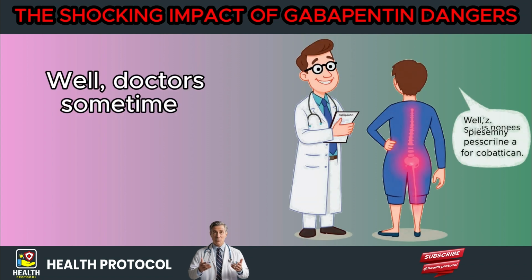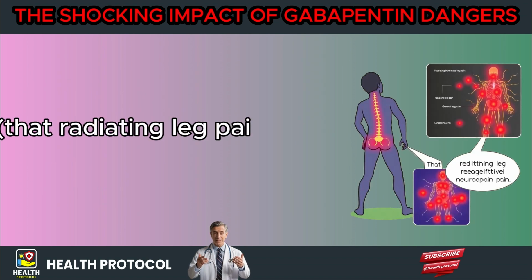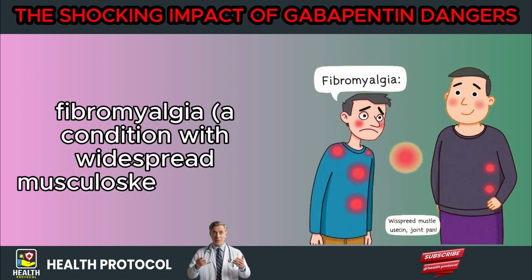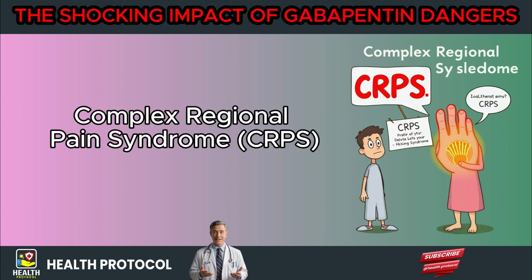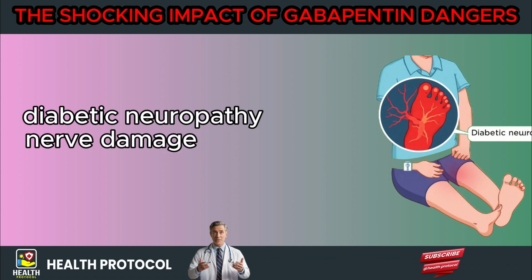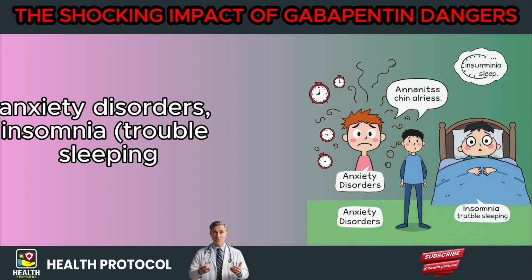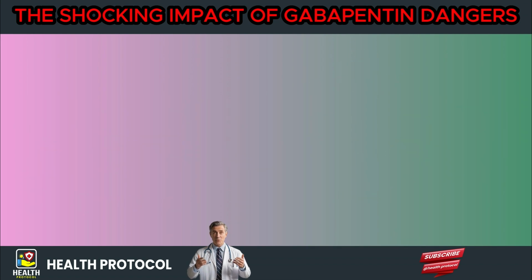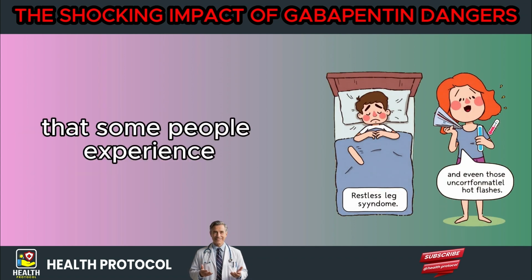Well, doctors sometimes prescribe gabapentin for conditions like sciatica, that radiating leg pain, general neuropathic pain, nerve pain from various causes, fibromyalgia, a condition with widespread musculoskeletal pain, complex regional pain syndrome, CRPS, diabetic neuropathy, nerve damage from diabetes, anxiety disorders, insomnia, trouble sleeping, managing alcohol withdrawal symptoms, helping with smoking cessation, restless leg syndrome, and even those uncomfortable hot flashes that some people experience.